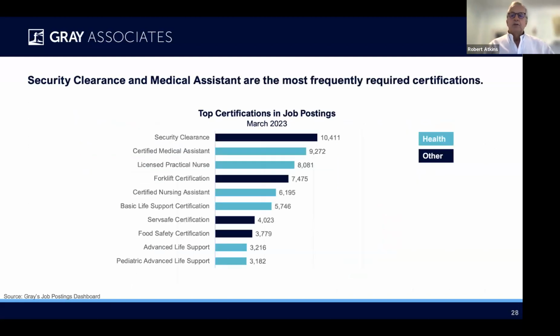So what are the most frequently required certifications? That is, what do employers demand that their folks have in terms of certification? First is a security clearance. Lots of jobs out there working for the government, working for government contractors require security clearance. Certified medical assistant, licensed practical nurse, certified nursing, basic life support, advanced life support, pediatric life support.